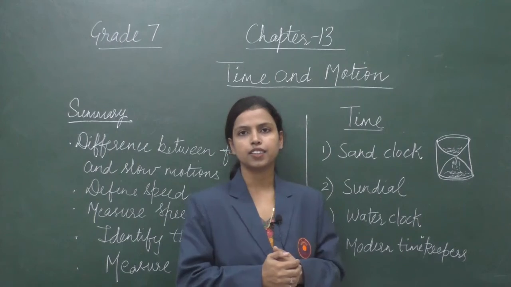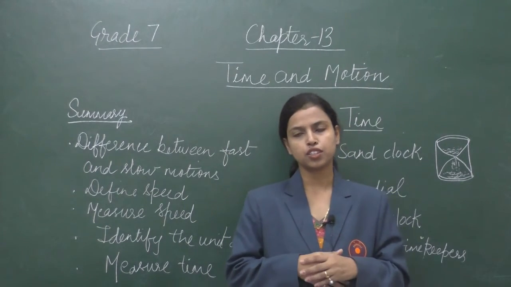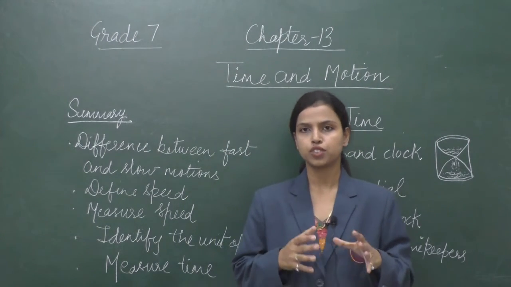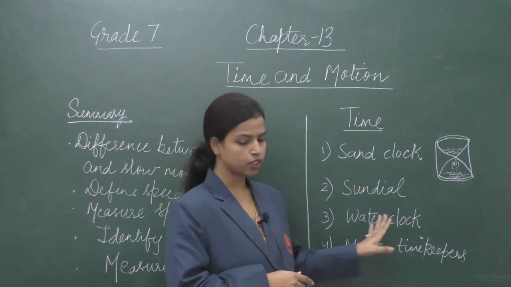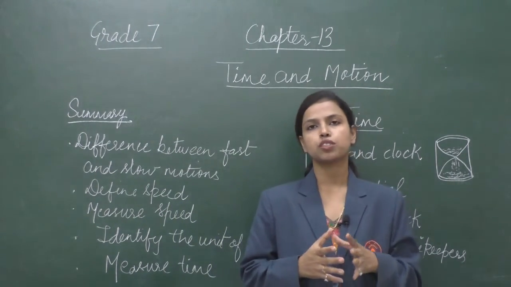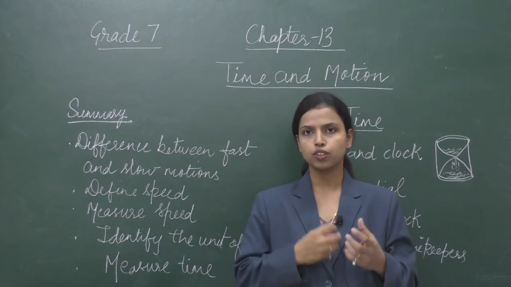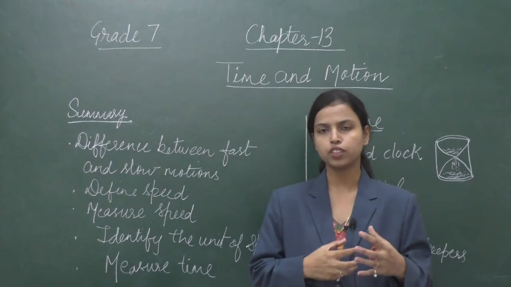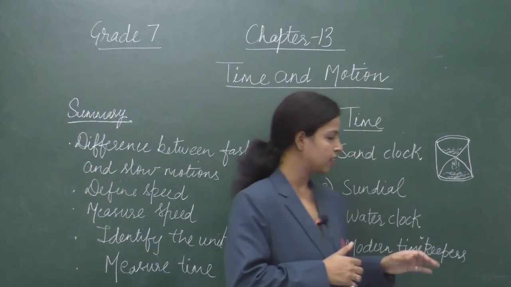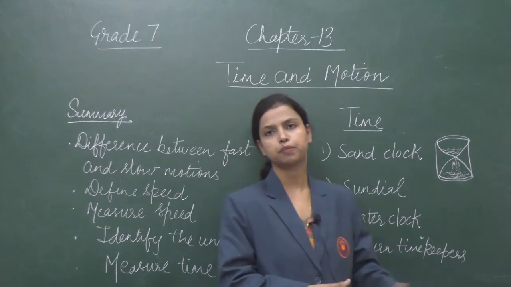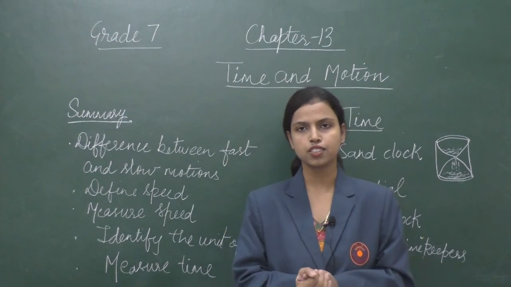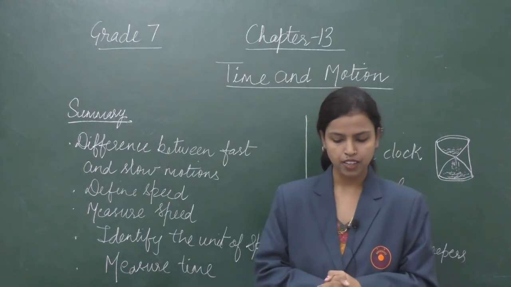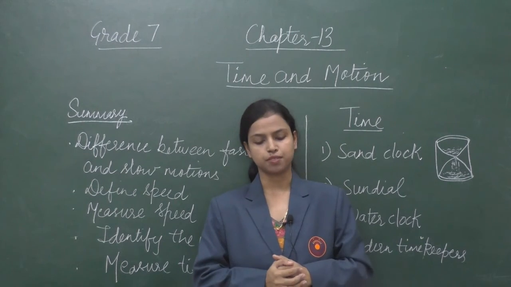The second one is the sundial. This works on the principle of shadow formation due to sunlight. Third is the water clock. It works on the principle of regulation of inward or outward flow of water. And the last one is modern timekeepers. In this we use digital watches, which we use these days. So these are modern devices.